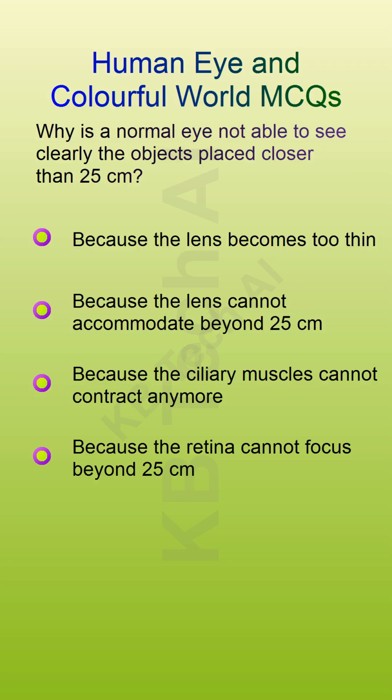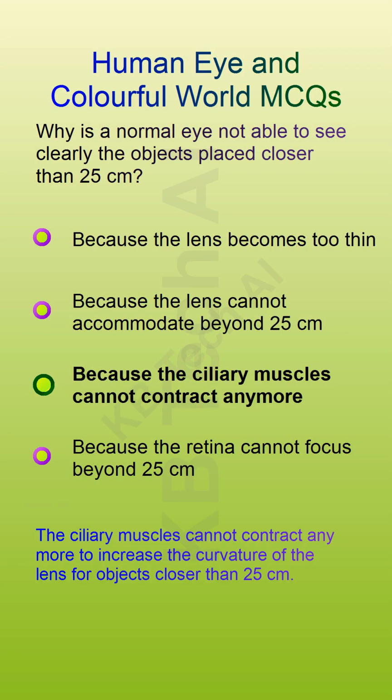Why is a normal eye not able to see clearly the objects placed closer than 25 cm? Option 1, because the lens becomes too thin. Option 2, because the lens cannot accommodate beyond 25 cm. Option 3, because the ciliary muscles cannot contract anymore. Option 4, because the retina cannot focus beyond 25 cm. The answer is Option 3, because the ciliary muscles cannot contract anymore.